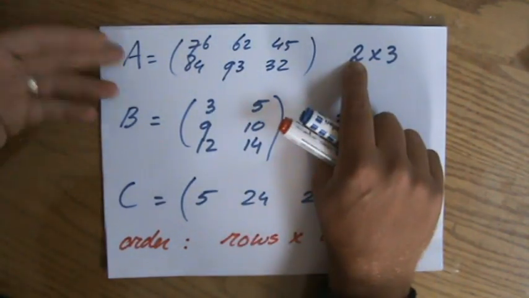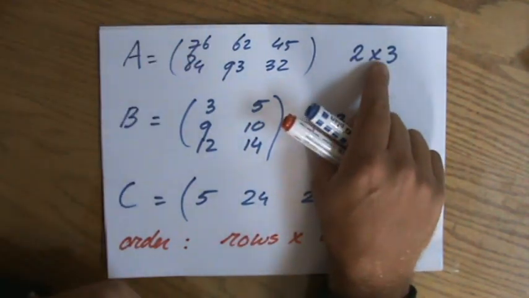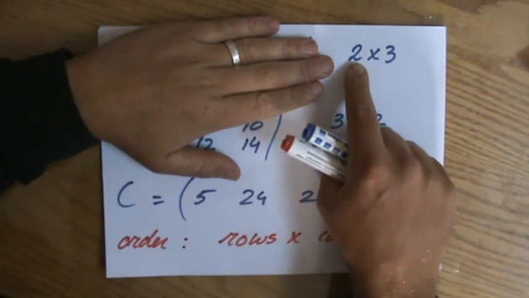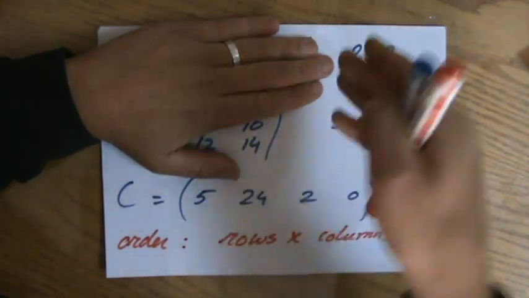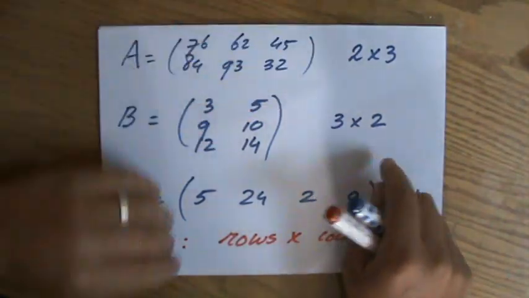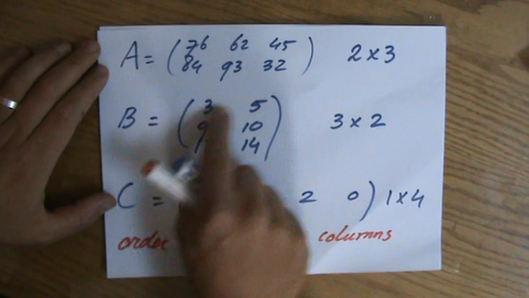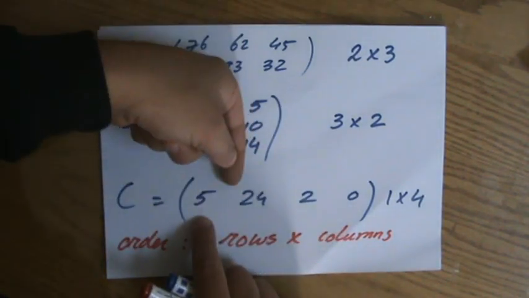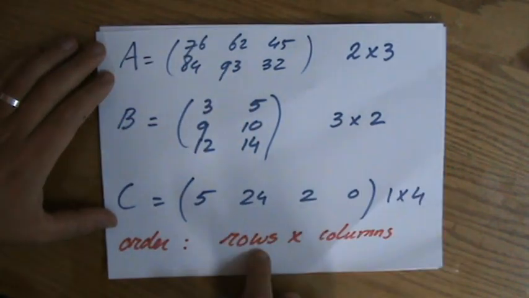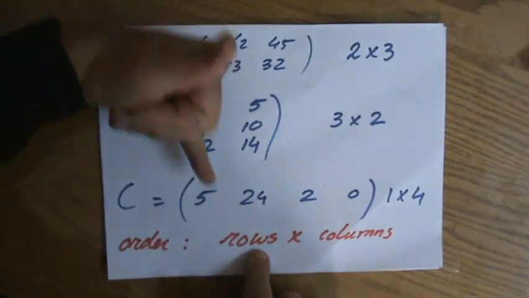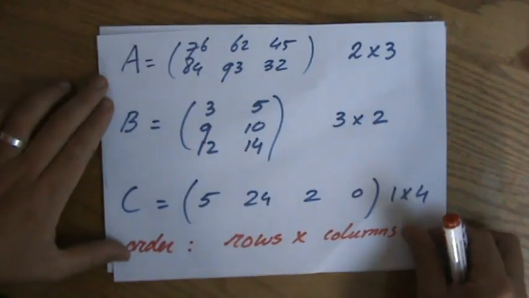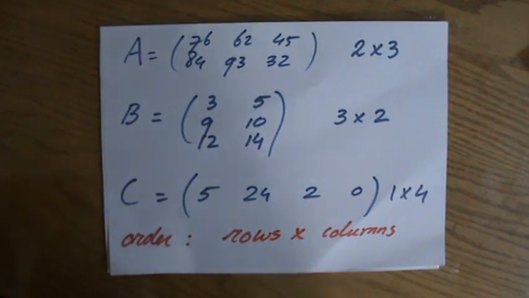No, the order of matrix A is 2 by 3. Then everybody knows, oh, that matrix has 2 rows and 3 columns. The order of a matrix of 3 by 2 has 3 rows and 2 columns. And a matrix of 1 by 4 has 1 row and 4 columns. So everybody knows the size of that matrix. If you know the order of a matrix, you know the size of a matrix.